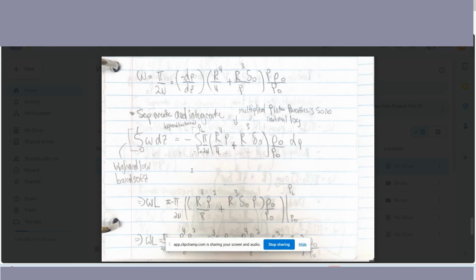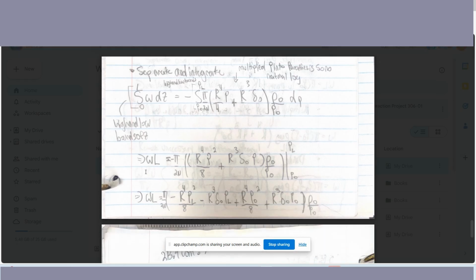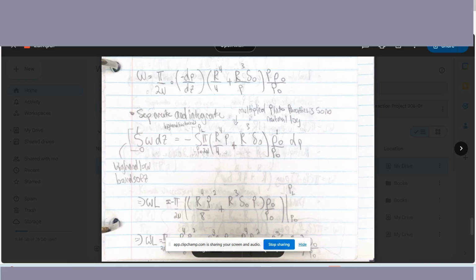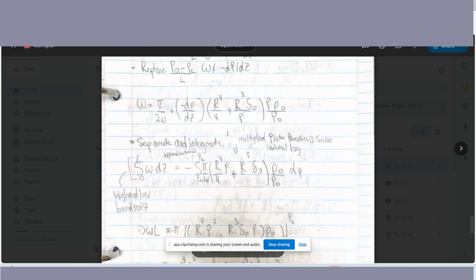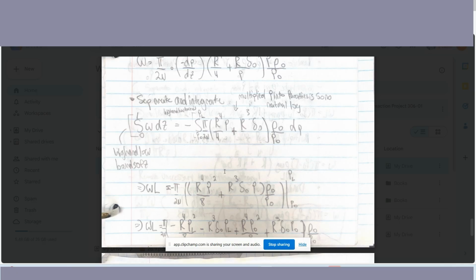And now we're integrating with the bounds of the system. Obviously 0 to L for the length, and PL to P0 for the pressures. Again, that's somewhat obvious. And the negative sign in front of this is because there's a negative sign here. So yeah, pretty simple integration. I distribute the pressure here to these terms just to make it a little simpler.